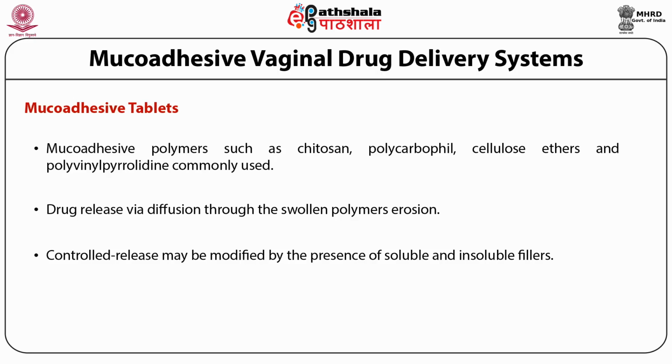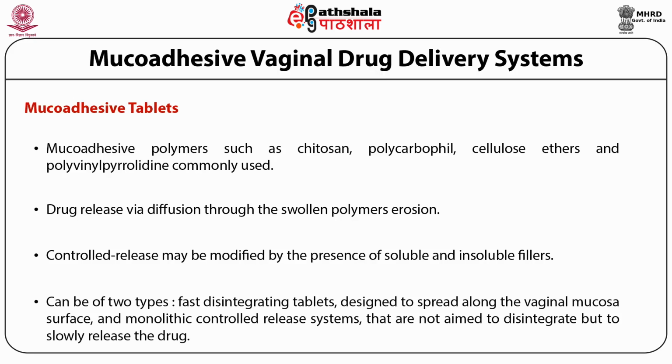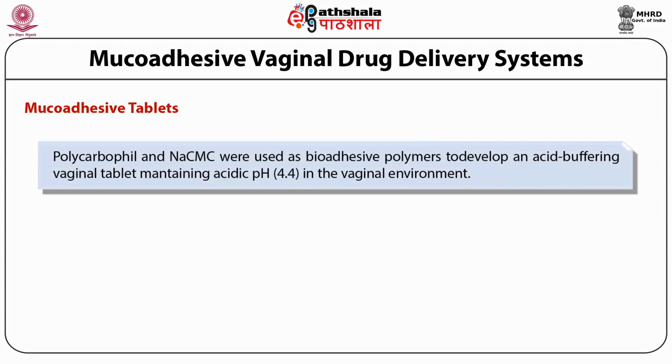The tablets which are formed for insertion in the vagina can primarily be of 2 types. We can have fast disintegrating tablets which are designed to spread along the vaginal mucosal surface, and monolithic controlled release systems that are not aimed to disintegrate but to slowly release the drug. Polycarbophil and sodium carboxymethyl cellulose are used as bioadhesive polymers to develop an acid buffering vaginal tablet maintaining an acidic pH in the vaginal environment.